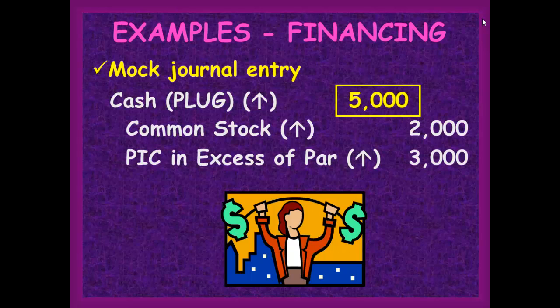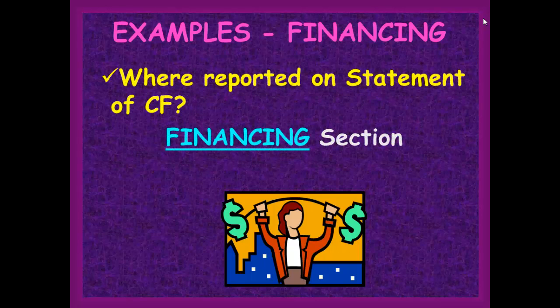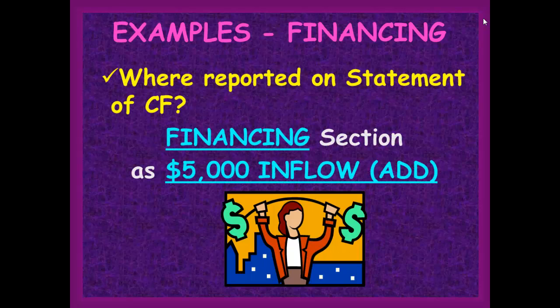What section of the statement of cash flows would that go in when I issue common stock? Financing. Good. Inflow or outflow? Inflow. Remember, the financing section is when money comes in or goes out from 2 groups, owners and creditors. This is a case where money's coming in then from my owners.